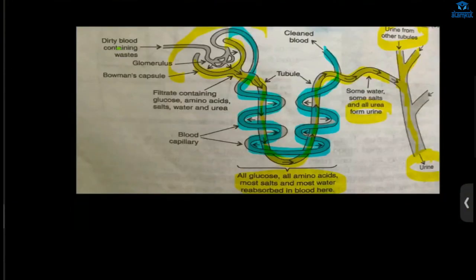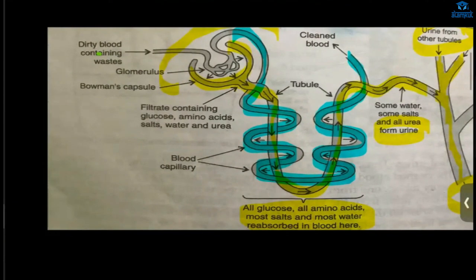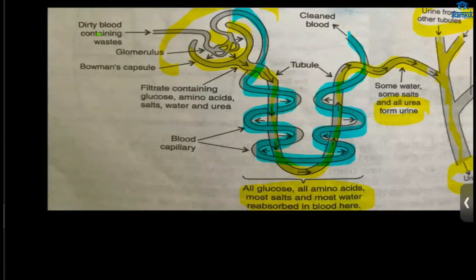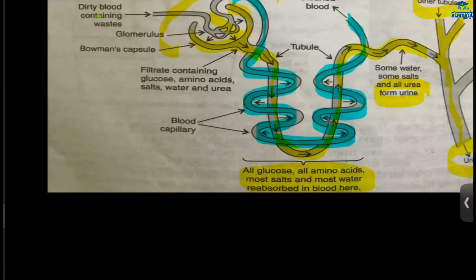The function of the glomerulus is to filter blood when it is passing through it. Only small substances present in the blood, like glucose, amino acids, salts, urea and water, pass through the glomerulus and collect as filtrate in the Bowman's capsule. The large molecules like protein and blood cells cannot pass through, so they remain in the blood.